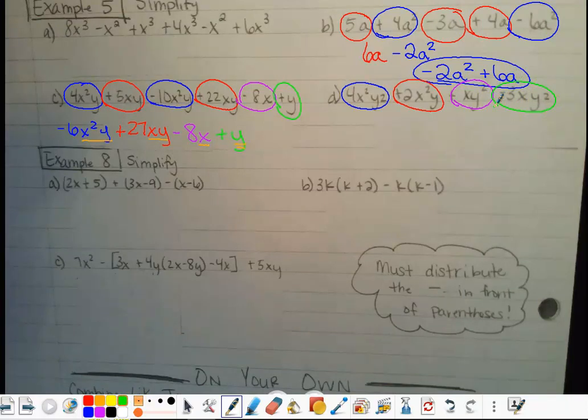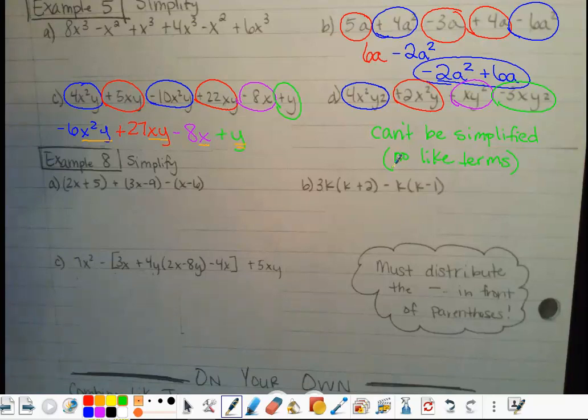So this one can't be simplified. There aren't any like terms, so it can't be simplified any further. It's already simplified in this case. There's no like terms, so we might write no like terms, just for you to know. All right, so some crazy fun stuff there. The last ones are in example 8.